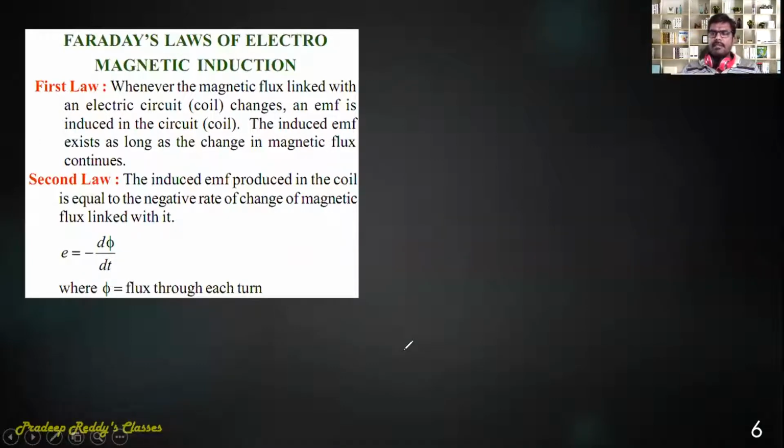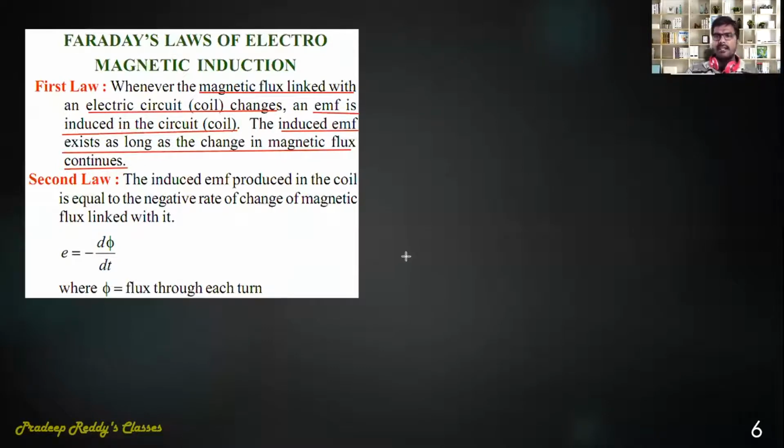Students, from the activity shown in the previous slide, you can clearly understand that whenever the magnetic flux linked with an electric circuit coil changes, EMF is induced in the coil, and the induced EMF exists as long as the change in the magnetic flux continues. In order to produce EMF, you need to go on changing the magnetic flux linked with that coil. So that is Faraday's first law.